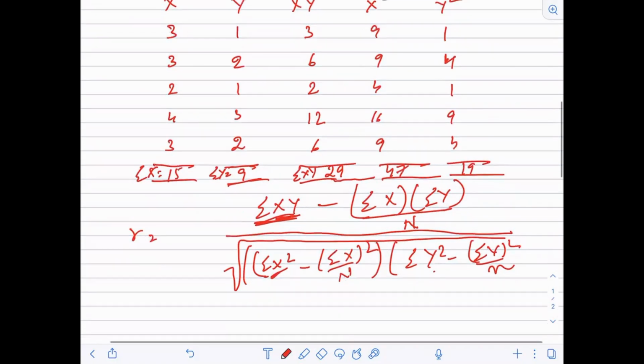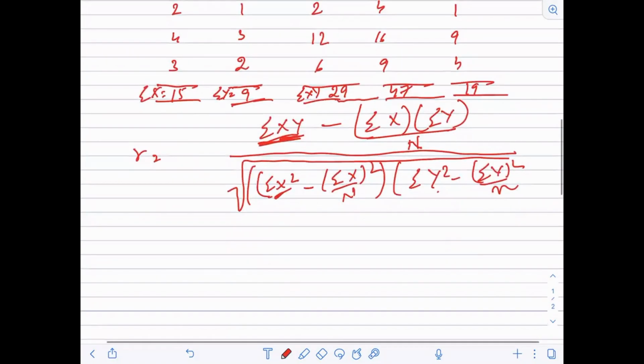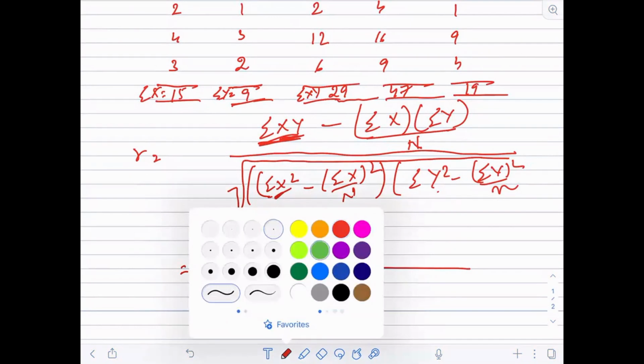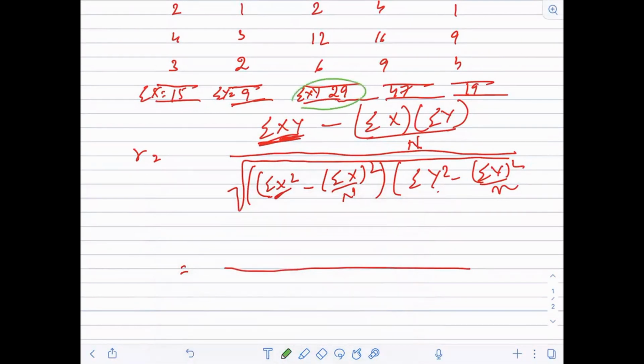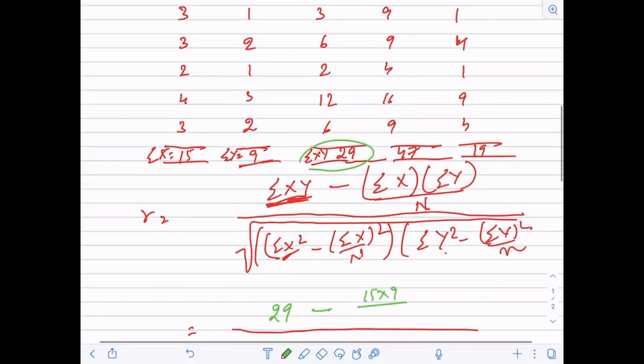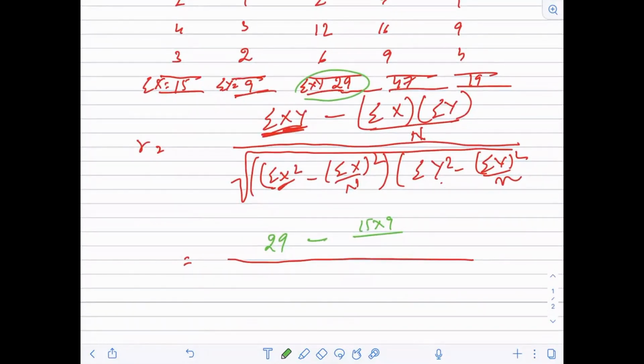Now, if you put all this in the formula, you will tell me the digit. So this is sigma xy. Let me change the color. I'm going to put 29, minus sigma x, sigma y. So 15 multiplied by 9 divided by the number of observations: 1, 2, 3, 4, 5. We have 5 observations, right?